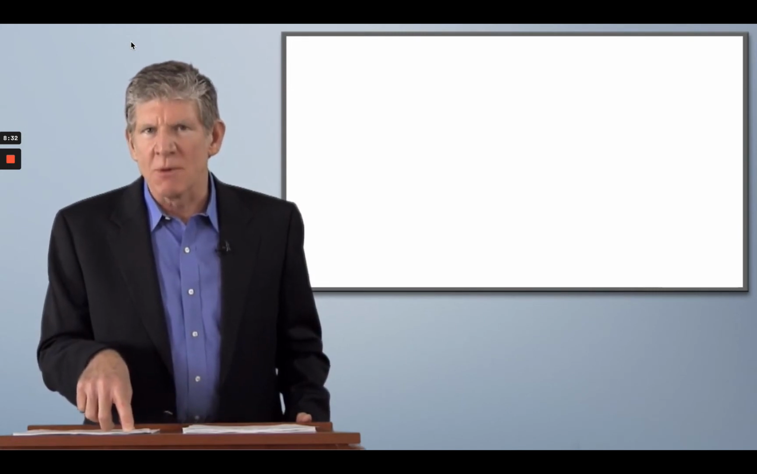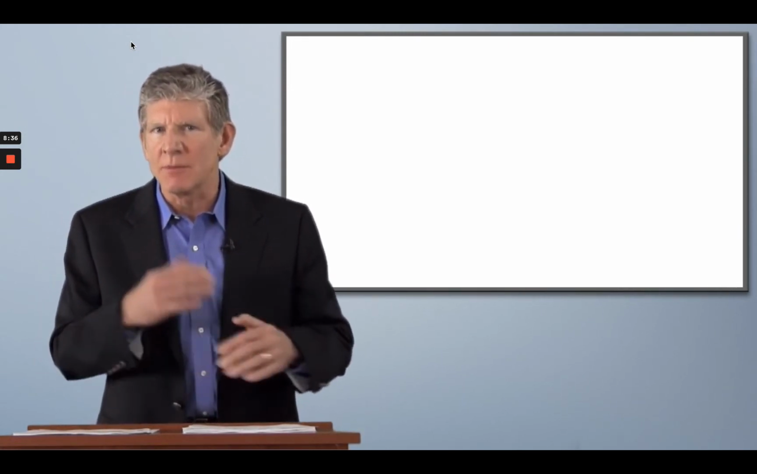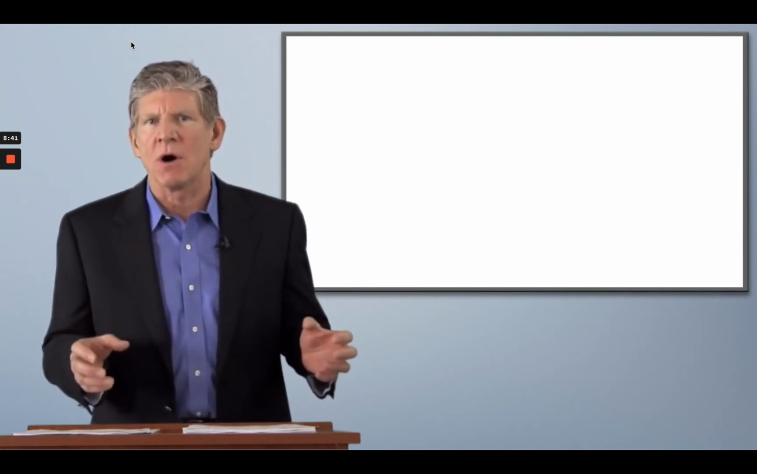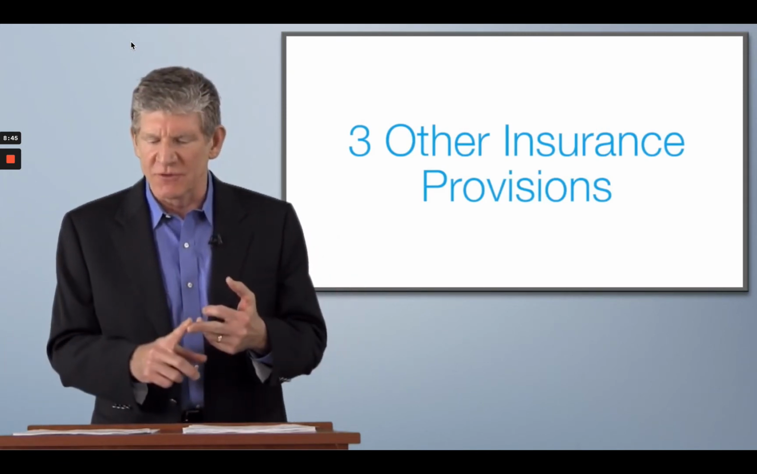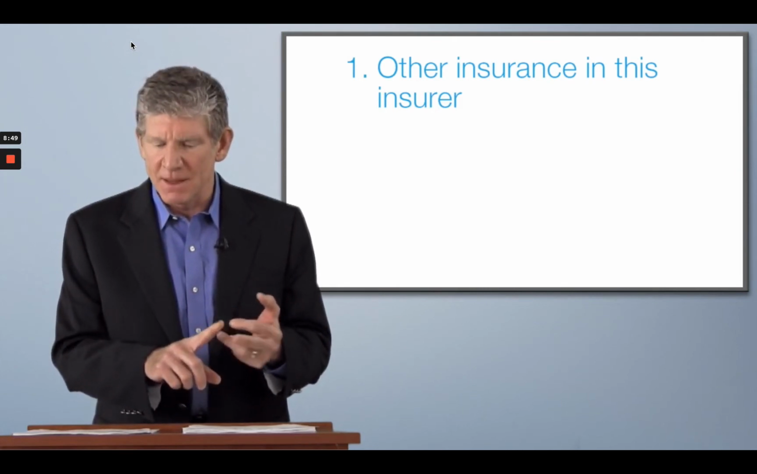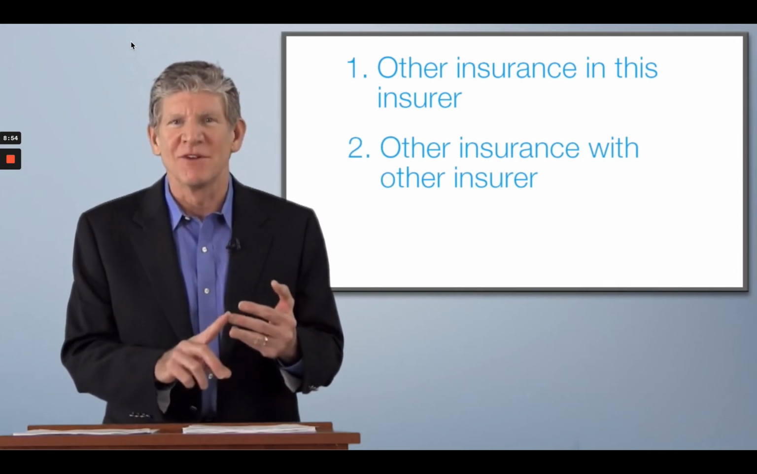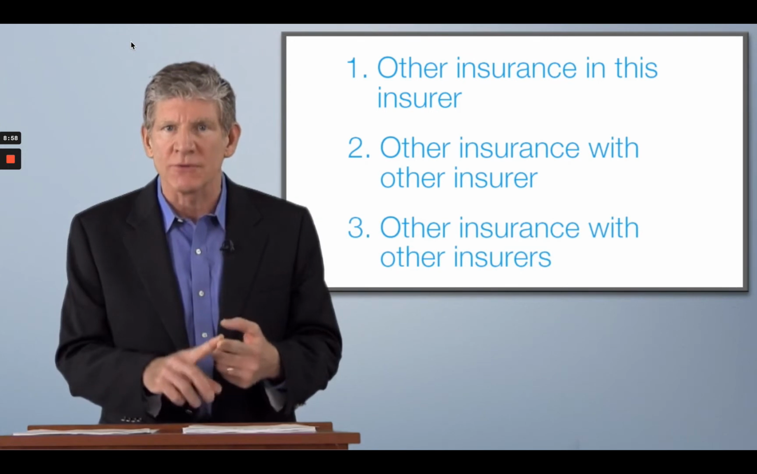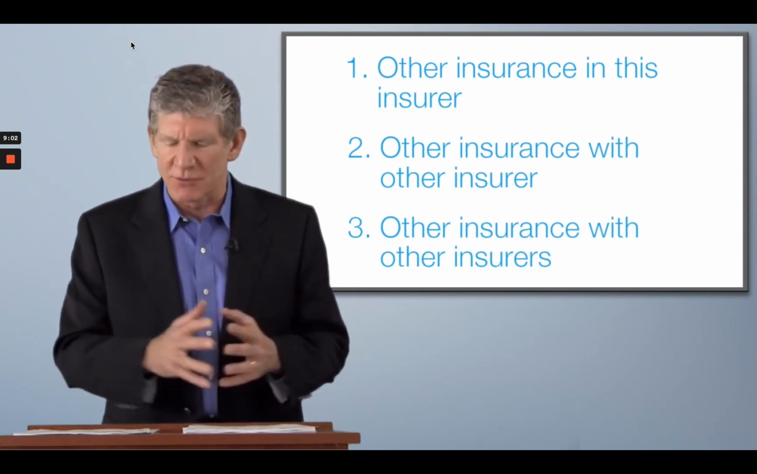Let's take a moment to talk about one set of optional provisions which seem to give students a little bit of trouble because of their apparent similarity to each other. And they are what I call the 3 other insurance provisions. And they are specifically the other insurance in this insurer provision, other insurance with other insurer, singular, provision, and the other insurance with other insurers, plural, provision. Let's see if we can differentiate between the 3 of them.